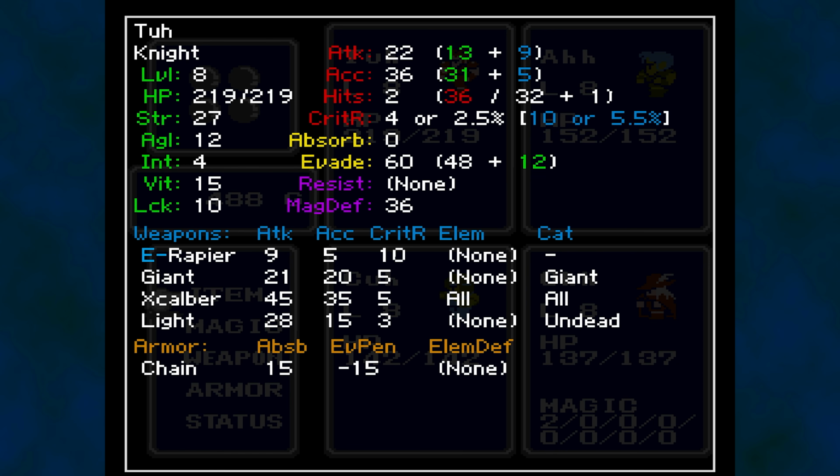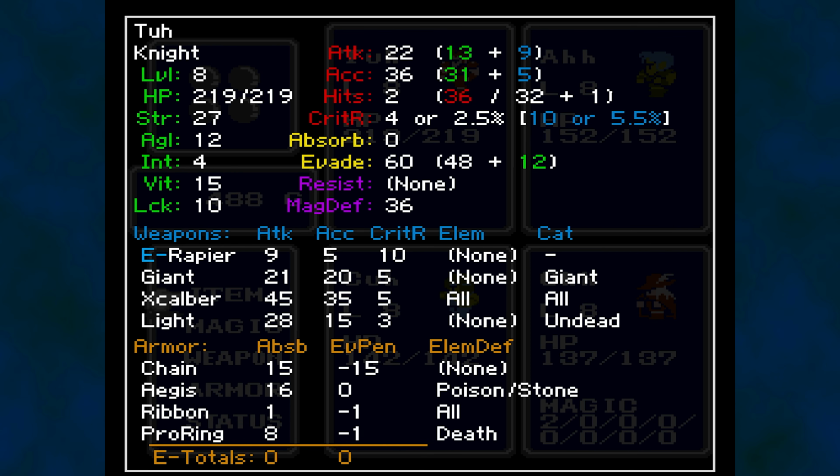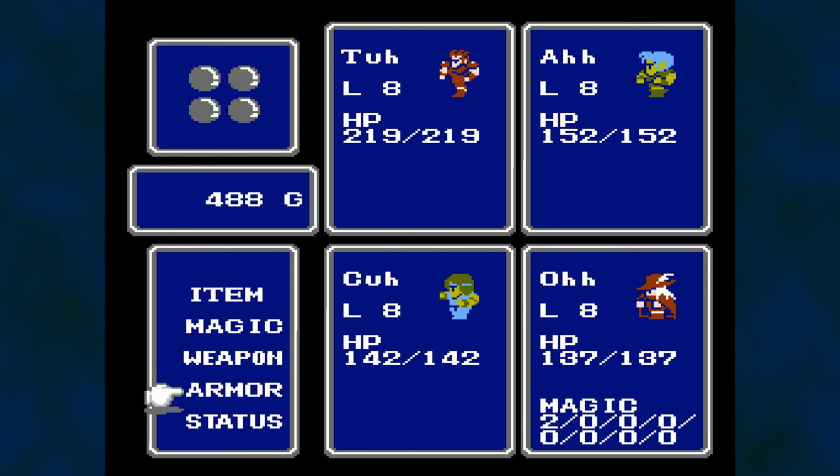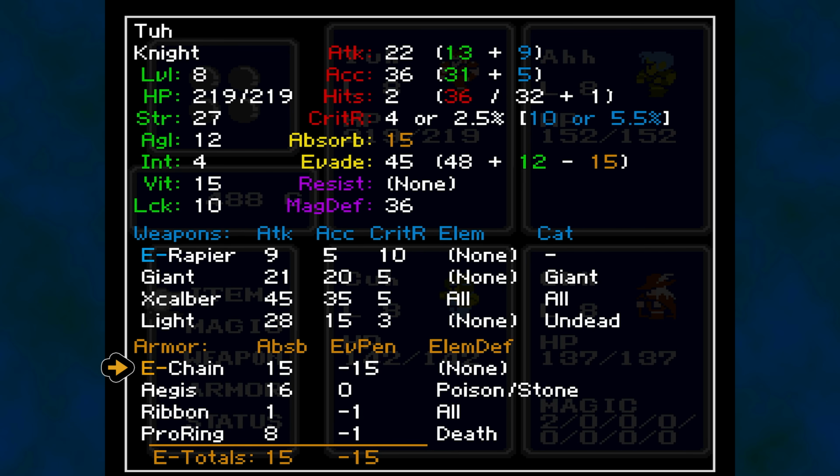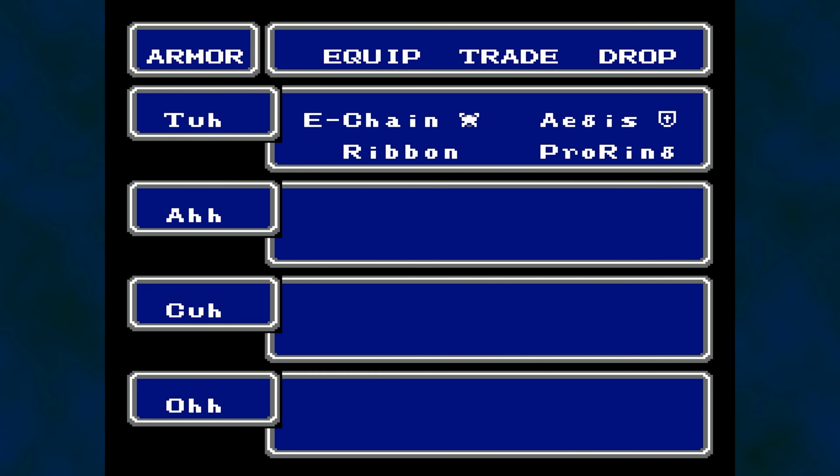Let's add some different types of armor to our inventory. Now we can equip multiple types of armor at the same time, but let's start with the chain armor alone. With that armor equipped, our absorb value is now 15. Our evade value goes down by 15 because equipping armor adds weight. We aren't as nimble now. Okay, let's equip the remaining armor and see how that changes our numbers.